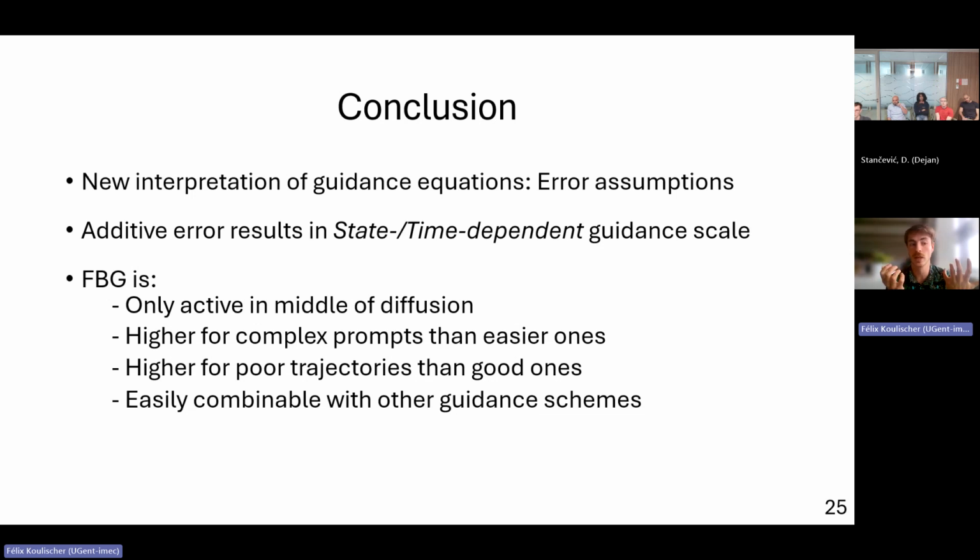And we also find visually that it's higher for poor trajectories than for good ones. So if the model happened to be on a good trajectory, our feedback guidance will not affect it that much. And last but not least, it's also really easily combinable with other guidance schemes that do completely different things.